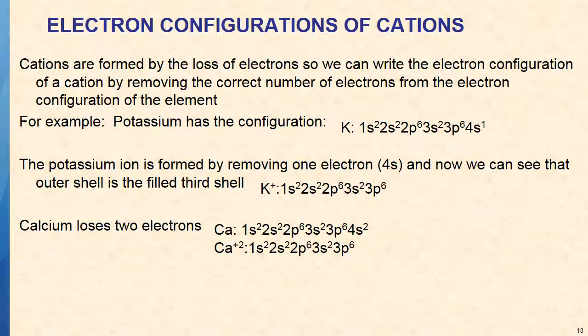Cations, because they lose an electron, we can write the electron configuration for the cation by just removing the number of electrons from that element. So you can see here potassium has that 4s1 electron. The 4s1 electron is the one that's going to be removed. So if we take that away, we get 1s2, 2s2, 2p6, 3s2, 3p6. And you might notice that looks familiar from the last two. And calcium, which loses 2, you can see we take off those last 2, the 4s2. And again, we have the calcium ion configuration that also ends in 3p6. So we have the full shell underneath.